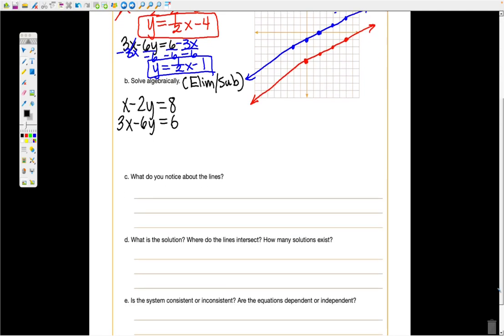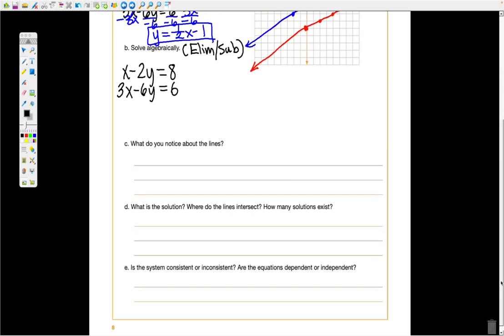Jump down to where it says what you notice about the lines. What do you notice? They don't intersect. They do not intersect. I heard somebody say they are parallel. I'm gonna write that. I hope I spelled parallel right. That's right. So there are 3 things here. Number 1, what is the solution? No solution. Where do they intersect? They don't. And how many exist? 0. None.